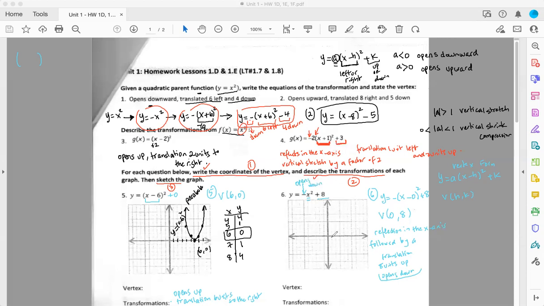So 0, 8, that's 8 units up on the y-axis. So this is 4, I believe, 5, 6, 7, 8, about right here. This is 0, 8. And then you can either do the table of values and get the other points, and they're going to be symmetrical, basically. Your graph is going to look something like this. Again, you can do the table of values, put the vertex in the middle and get 2 points to the right of the vertex, 2 points to the left of the vertex.